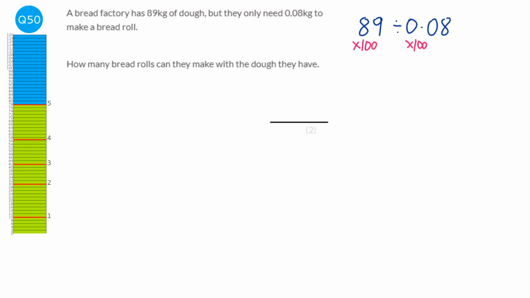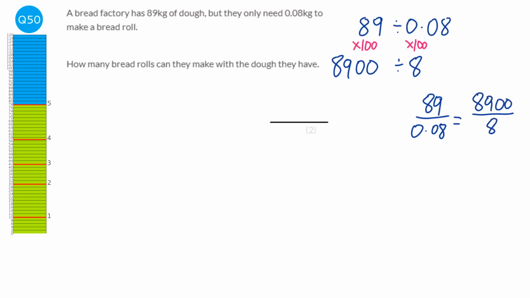It will make the division a lot easier, because it will make the right hand side, instead of 0.08, just 8. The reason we can do that is 89 divided by 0.08 is the same as 89 over 0.08, and as a fraction we can just times top and bottom by 100, so it would be 8,900 over 8. So now we can do the bus stop method.